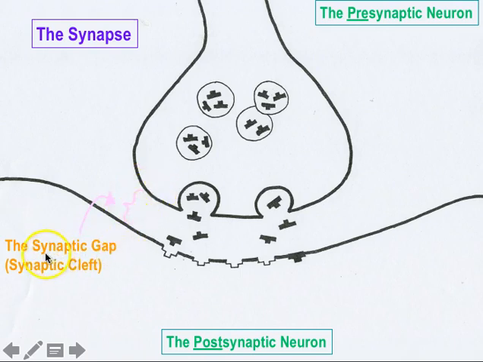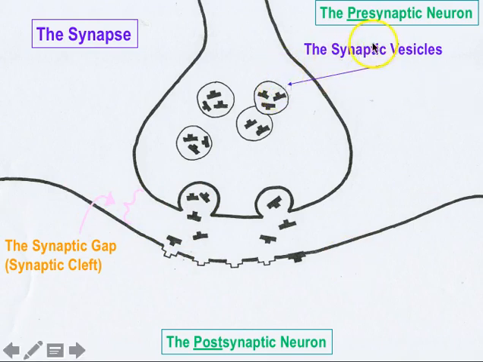And this is called the synaptic gap. Sometimes it's called the synaptic cleft, but it is a little space between the two neurons at this junction point of the synapse. So here's your terminal button, and here's the little gap, and here's the one receiving the message.